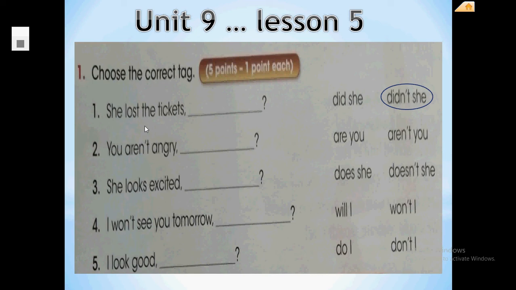Number two, you aren't angry. Are you or aren't you? Teacher, the sentence is negative, so the question will be positive. You aren't angry, are you? Number three, she looks excited. She looks the present. Yes, the sentence is in the present, but it's based on, sorry guys, the balance of the sentence. Yes, good. The sentence is positive, so the question will be negative.